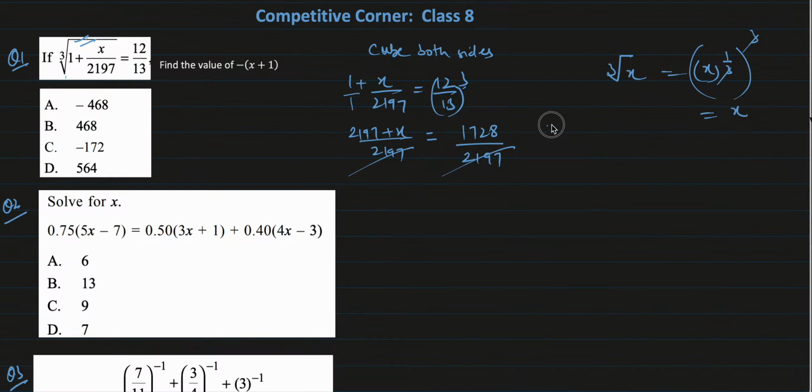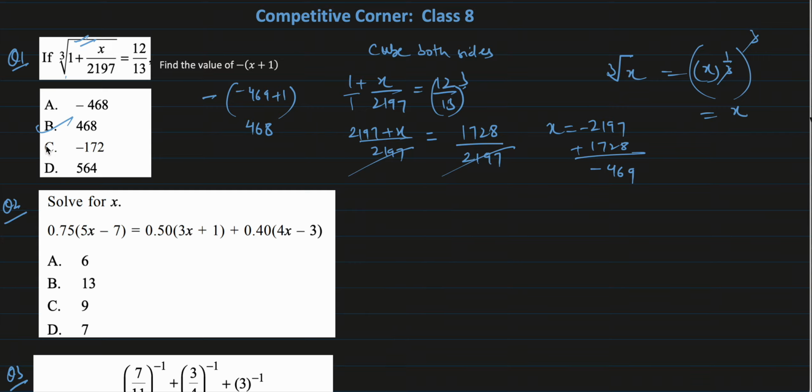Now what will be x? x will be 1728 minus 2197. So you just subtract them. What you will get over here is minus 469. So minus 469 plus 1, and that also has a negative, so it will change to 468. That's your answer. I hope it's clear.